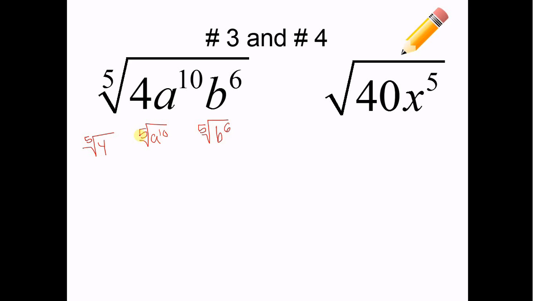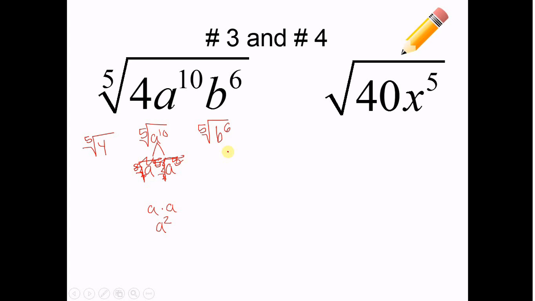So now the exponent and the index don't match on this one. So I need to uniquely and strategically write a to the 10th so I can somehow get some 5's in there. So what if I would write the inside as a to the 5th times a to the 5th? Because 5 plus 5 gives me 10. So then I can write them both under radicals, which gives me the ability to get rid of them. So I get a times a, which we know is a squared.